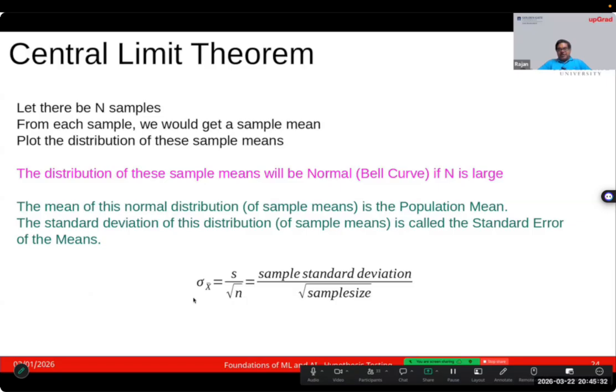Now let's think about this. To get the population mean, we anyhow have to take a large number of samples. But let's make a hypothesis. Once we make a hypothesis, we can draw the distribution of sample means because we know the standard error of the mean. It is given by the sample standard deviation divided by the square root of the sample size. With that sigma, we can draw the bell curve centered at our hypothesized mean.